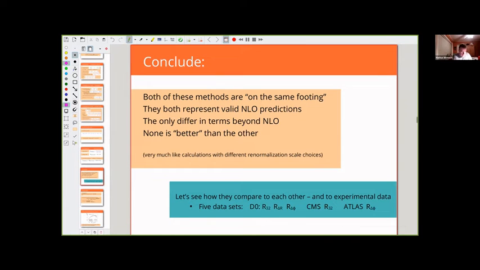And with this being said, right, both of these methods are really on the same footing. They represent the next to leading order predictions equally valid. That means since they only differ in terms beyond the next to leading order, none is better than the other. So if we say now this is the true fixed order result, this is just about the notation. There's nothing better about this result as compared to the standard result. So what we do now, we want to see how these compare to each other and to experimental data. And we use these 5 different data sets, 3 from the D0 experiment, the CMS result, and the Atlas measurement.